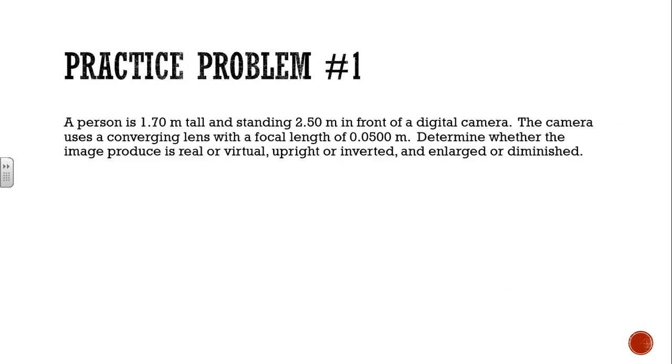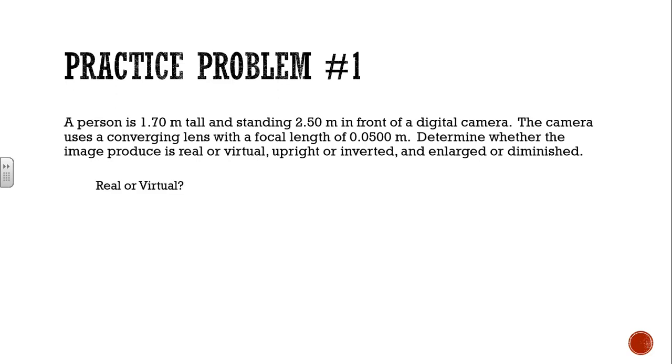So let's do a quick practice problem. We have a 1.7 meter tall person standing 2.5 meters in front of a digital camera, and the camera is using a converging lens with a focal length of, well, 5 centimeters or 0.05 meters. We want to determine whether the image produced in this situation is real, virtual, upright, or inverted, and enlarged or diminished. I guess same size is a third possibility here.